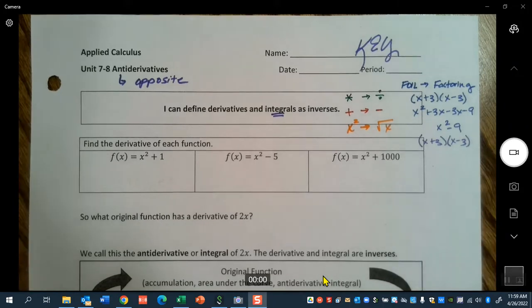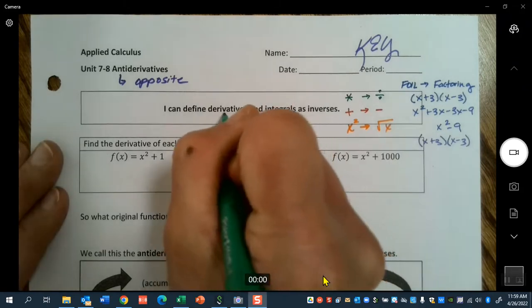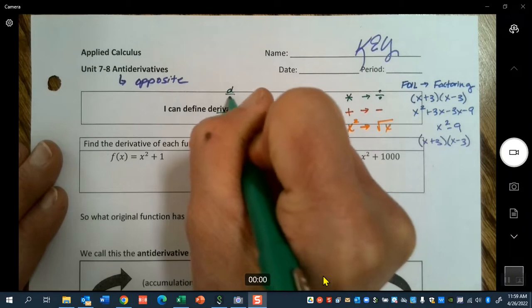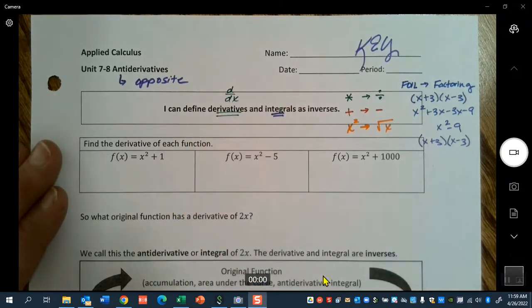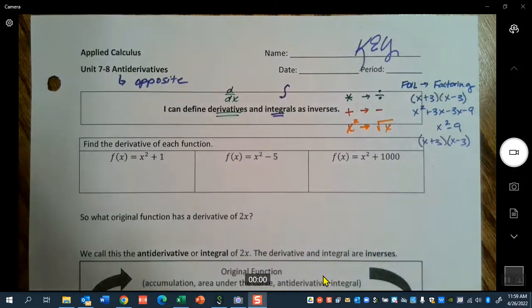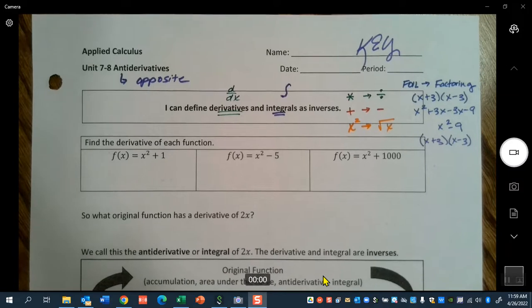So that can happen to us again today when we talk about finding the derivative, which is this dx symbol, and finding the integral, which we now know is this summation curly S symbol. All right, let's jump in.